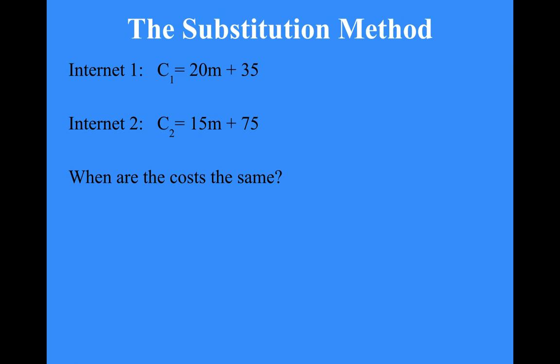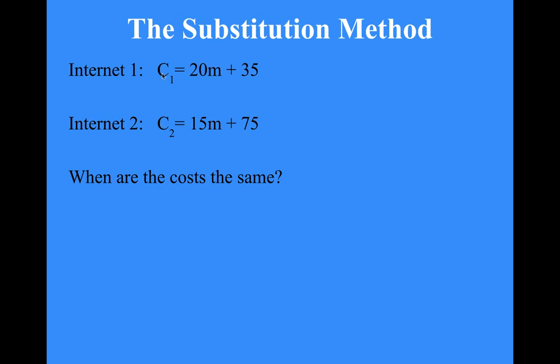Well, let's think about what this question's asking. If the costs are the same, this variable of c represents cost, and this variable of c also represents cost. Another word for same is equal, right? So I'm wondering when C1 is equal to C2. Well, if I write out C1 is equal to C2, does that really help me? No, it doesn't. I have nothing to solve for. But if I say C1 equals C2, what else do I know? I know that C1 is not just the same thing as C2, but it's also the same thing as 20m plus 35. And C2 isn't just the same thing as C1, it's also equal to 15m plus 75.